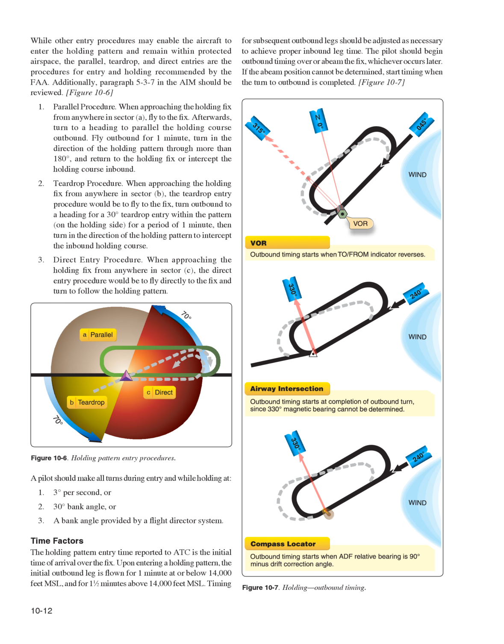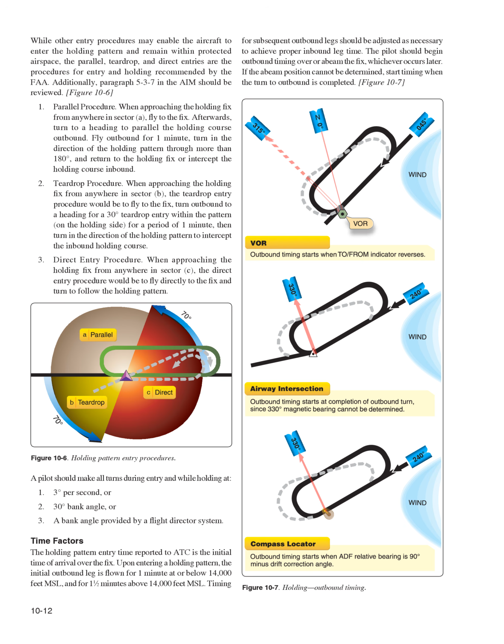While other entry procedures may enable the aircraft to enter the holding pattern and remain within protected airspace, the parallel, teardrop, and direct entries are the procedures for entry and holding recommended by the FAA. Additionally, paragraph 5-3-7 in the AIM should be reviewed.